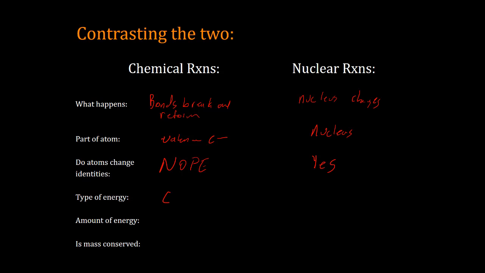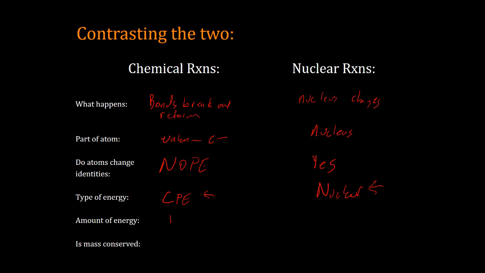Type of energy, chemical potential energy here, nuclear energy over here. Now don't get in your head that these two energies are somehow unique and different, and nuclear energy can't be used for what chemical potential energy can be. All energy is energy. This is just where it's stored. Chemical potential energy stored in bonds, nuclear energy stored in the nucleus.